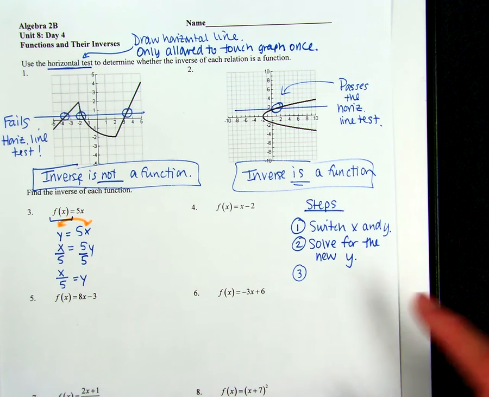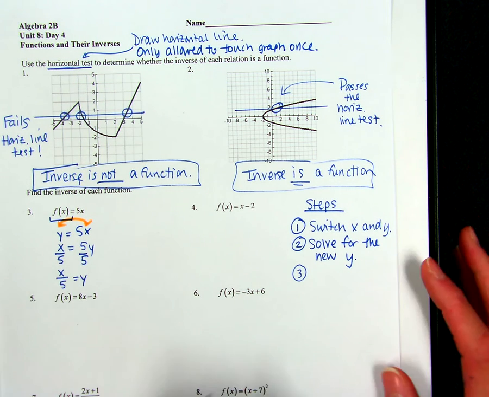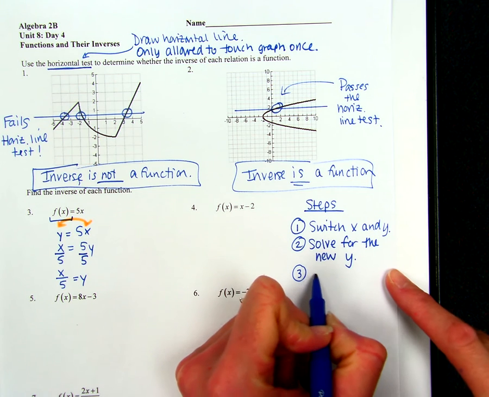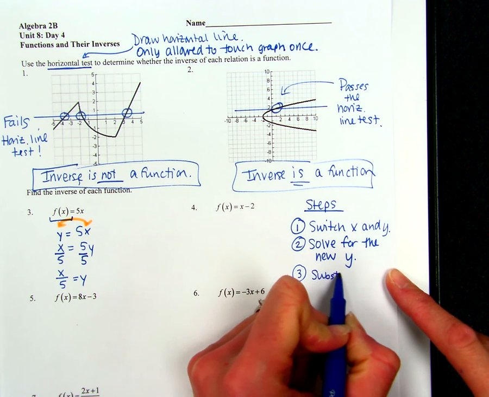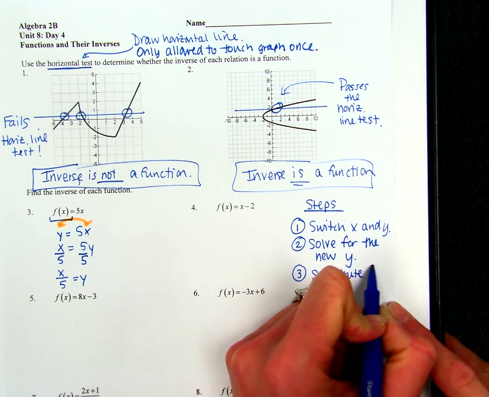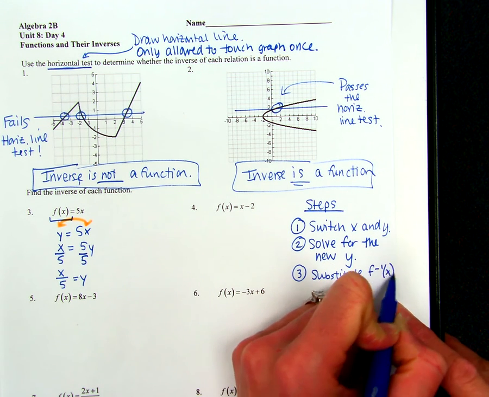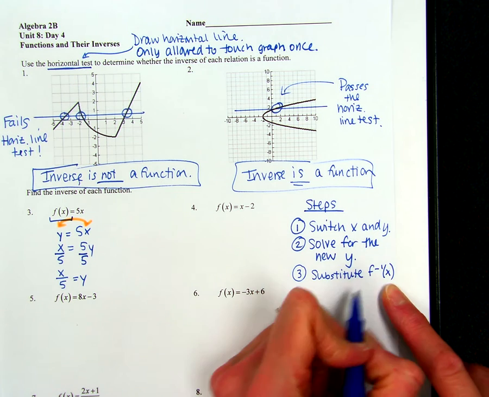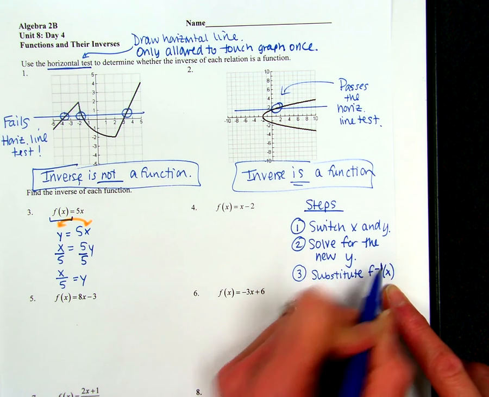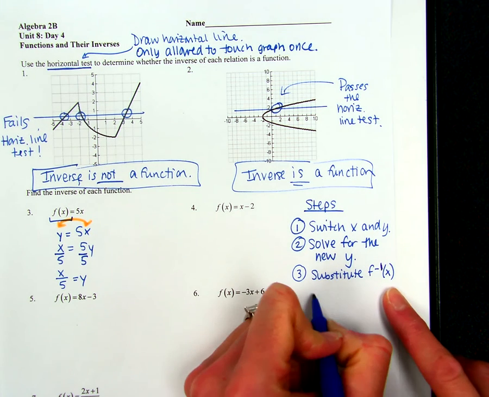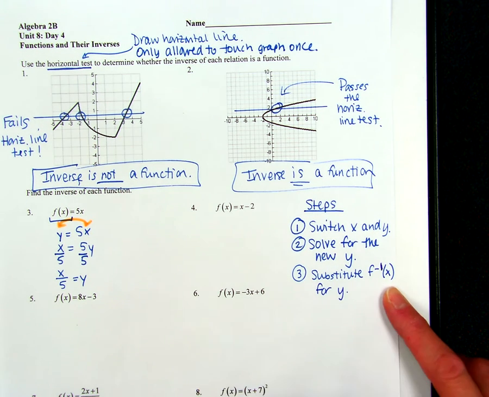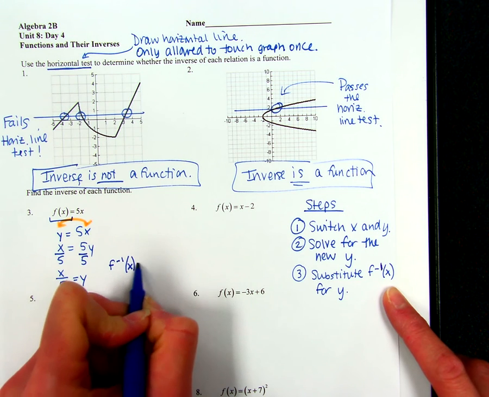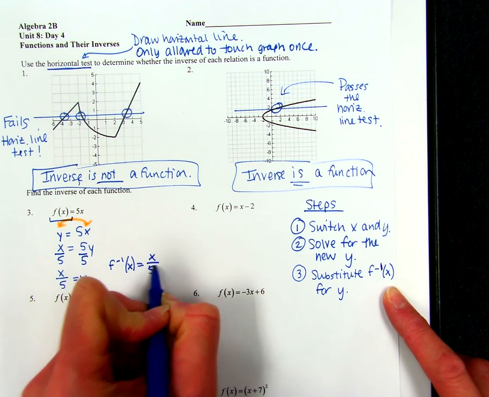All right, step 3 is we're going to rewrite it because the notation was f of x. I'm going to change the notation. I'm going to use this notation, and the way you say this is the inverse of f of x. Right, even though it looks like it's f to the negative first, you just call it the inverse of f of x. I'm going to replace that with y. So really my final answer is the inverse of f of x equals x over 5.